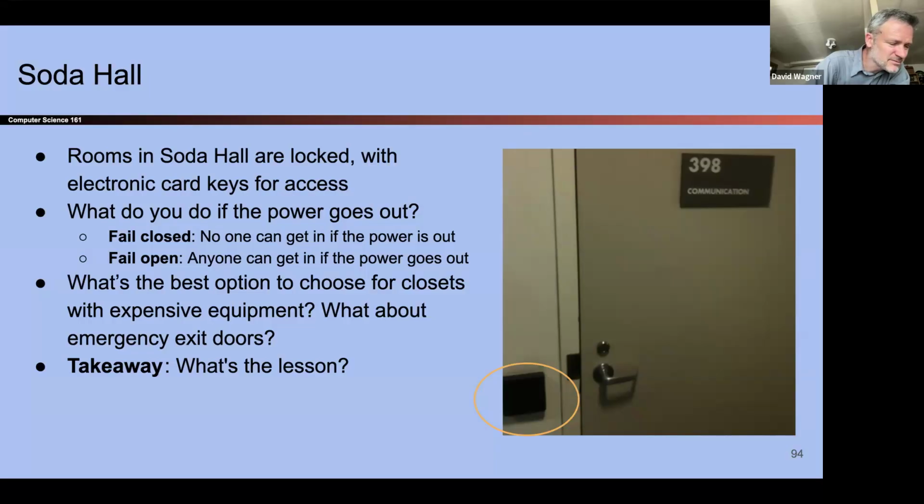CS160 count? Sure. Yeah. Maybe this is not a good helpful setup.